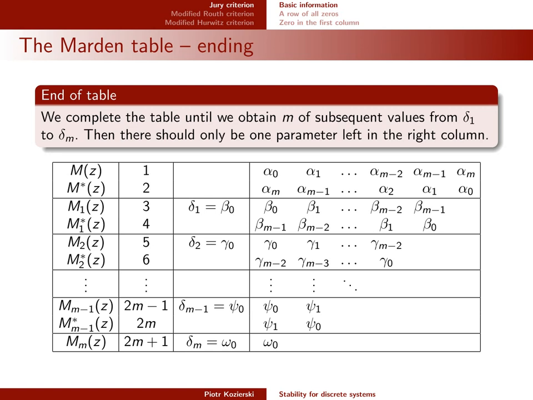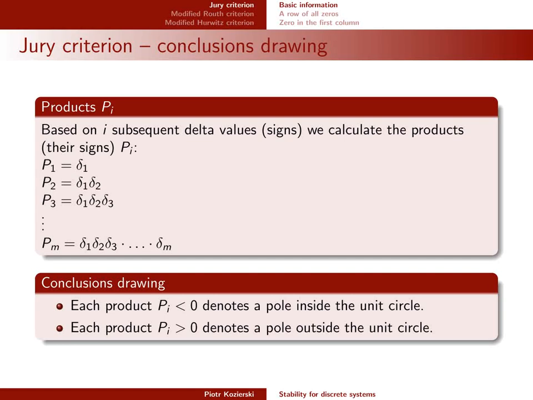Once we have the table completed, we look at the delta values and specifically at their signs. In the next step, we need to determine the signs of the products pi. Each such product is the result of multiplying all deltas from the first to the ith. Any product less than 0 means a pole inside the unit circle, and any product greater than 0 means a pole outside the unit circle. We don't know where exactly these poles are located, but to assess the stability of a system, we only need to know whether they are inside or outside the unit circle.